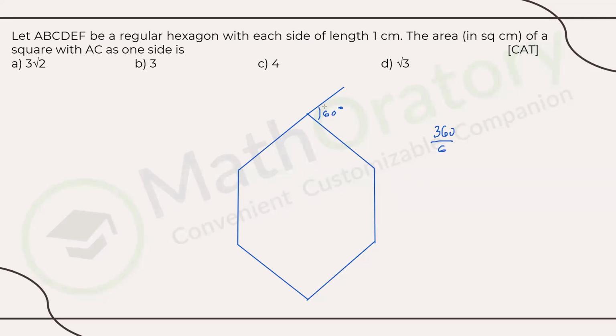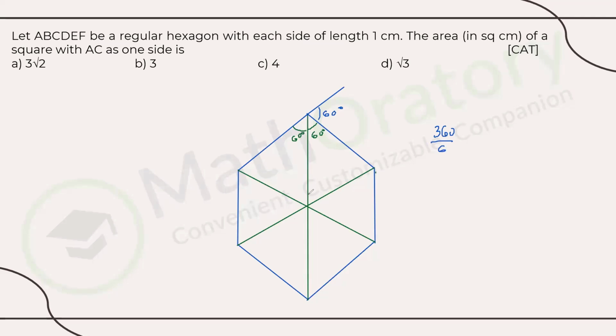The basic idea that generates from this is, let me draw this a little properly. Let's consider the prime diagonals. Each of these prime diagonals will divide the hexagon into 2 equal parts, right? So essentially this 120 degree will also be divided into 60 degree and 60 degree.